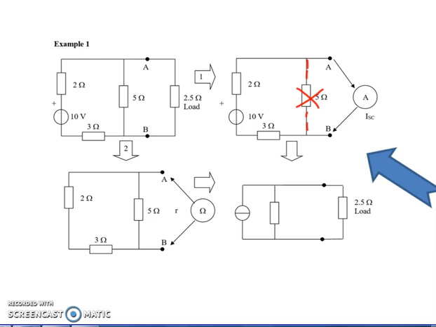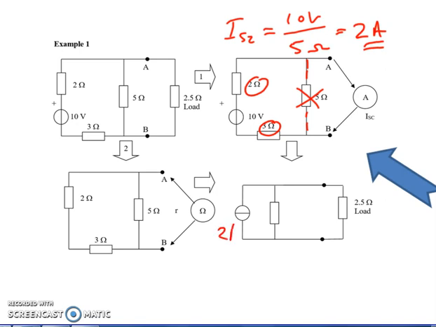So the short circuit current is simply going to be the 10 volts divided by the resistance in the loop, which is the 2 ohm and the 3 ohm, which gives me 5 ohms. That therefore gives me 2 amps. So my new generator will have a value of 2 amps.